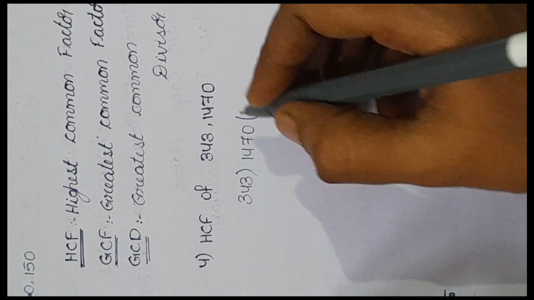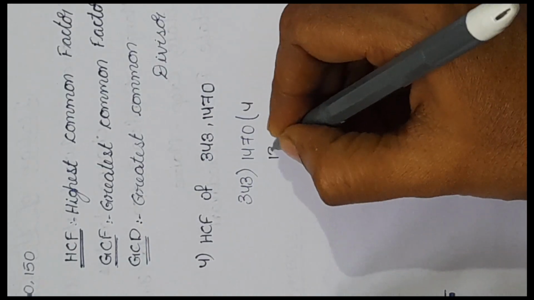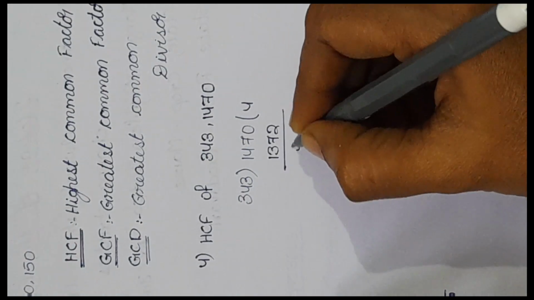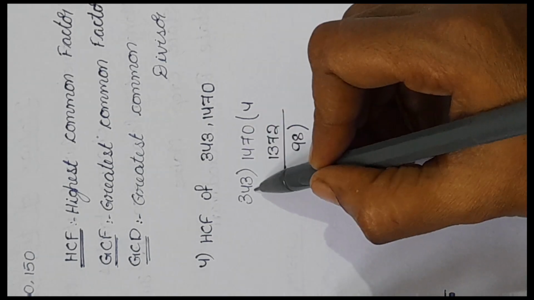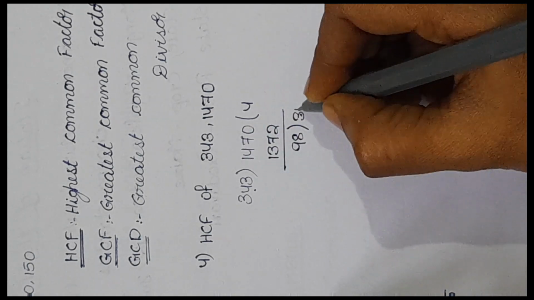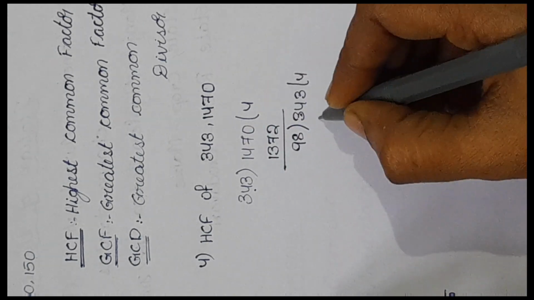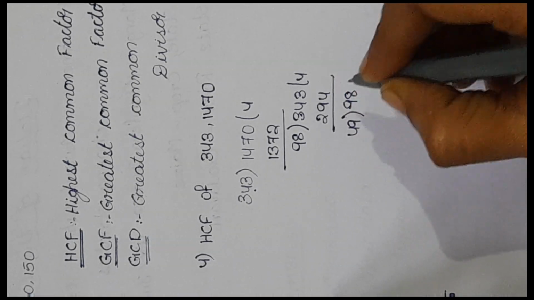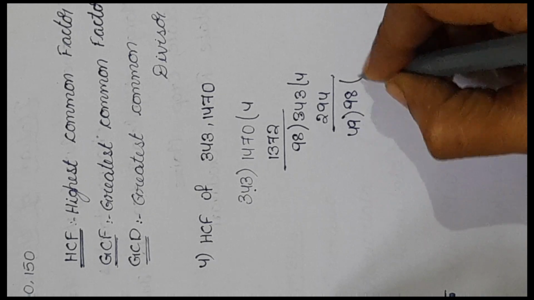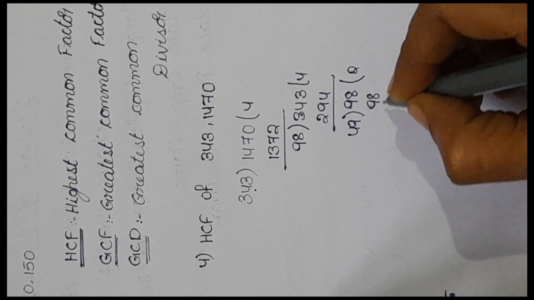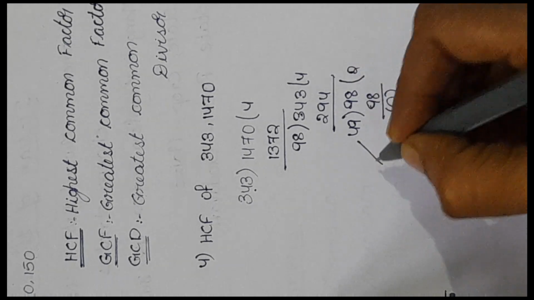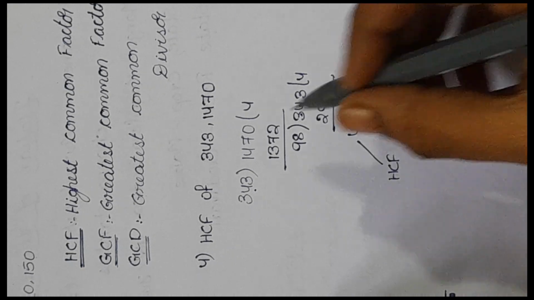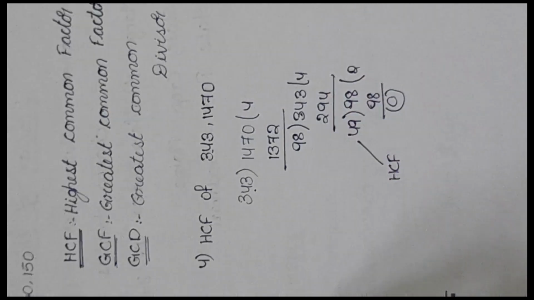In the division method, 343 4 times is 1372. 98 is the remainder. Now take this divisor to here. 343 4 times is 294. Remainder is 49. Take this divisor 98 here. 2 times is 98. Remainder is 0. Here 49 is the HCF for 343 and 1470.